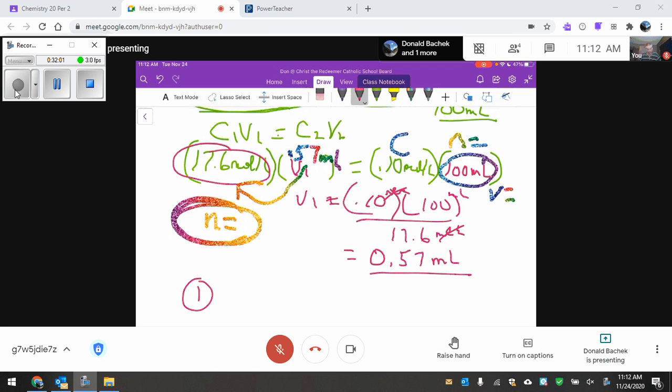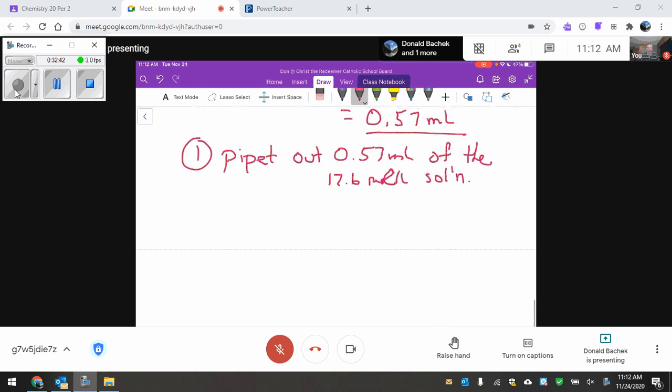Okay, so step one. Remember, in the last lesson, we weighed it out. That was a mass. We had to figure out how many grams. We don't have a solid here. We have a solution. So instead of weighing, I'm going to pipette out 0.57 milliliters of the 17.6 molar acetic acid solution. So that's where I'm going to start. I'm going to pipette that out.